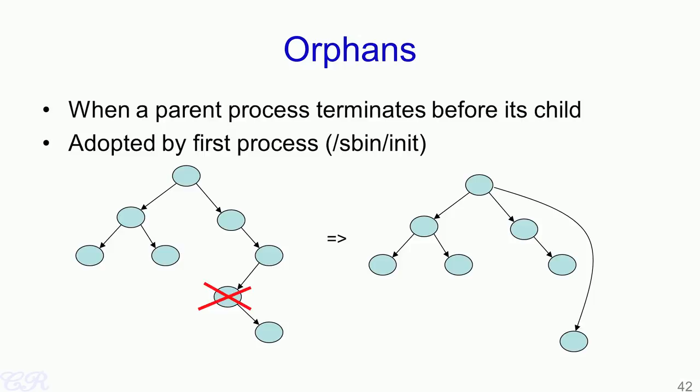When a parent process terminates before its child, it results in what is known as an orphan. For instance, let us consider this process tree, and in particular this process with a parent over here. Now, suppose this parent exits while the child continues to execute, then the child is known as an orphan. In such a case, the first process, the sbin init process, will adopt the orphaned child.